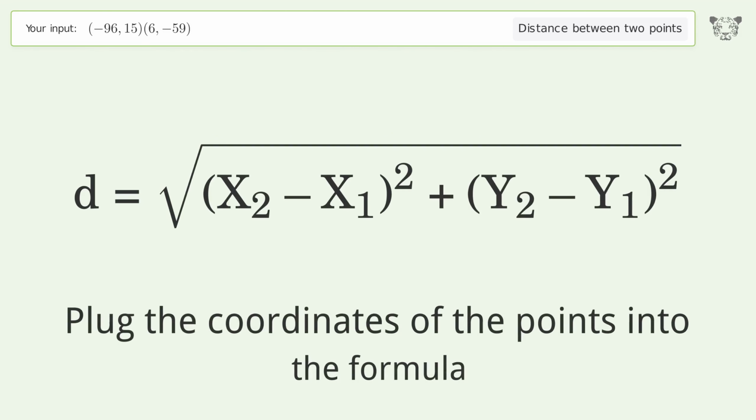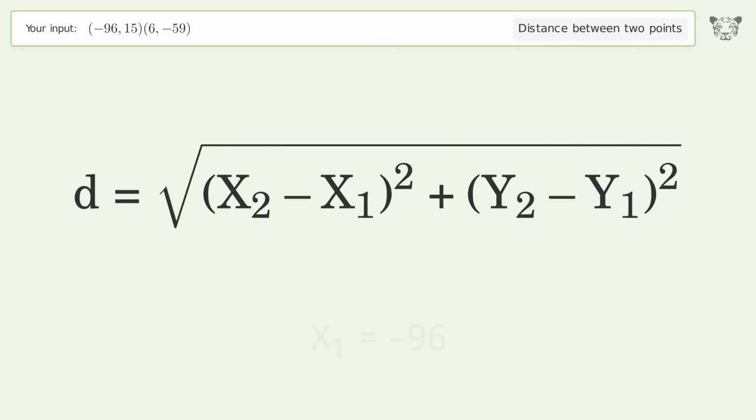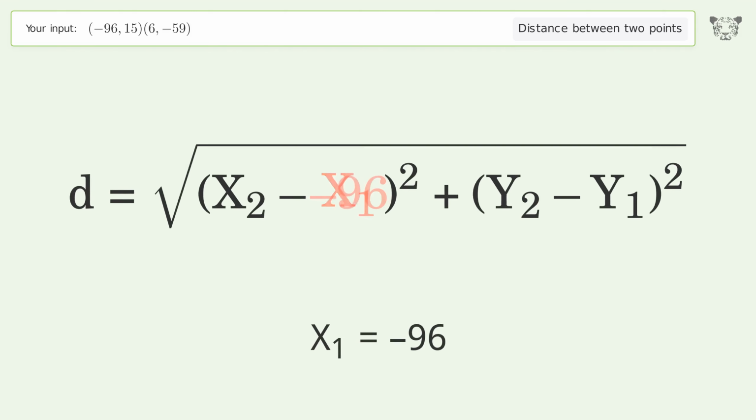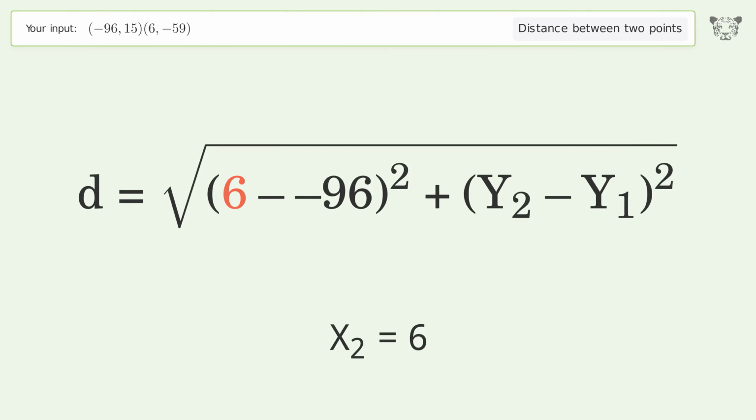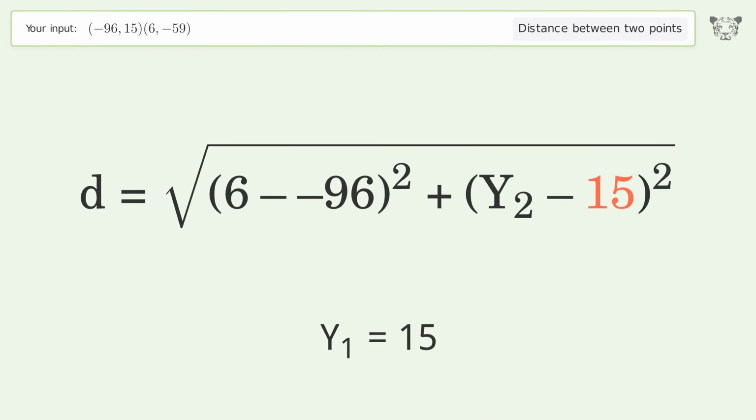Plug the coordinates of the points into the formula. x1 equals -96. x2 equals 6. y1 equals 15. y2 equals -59.